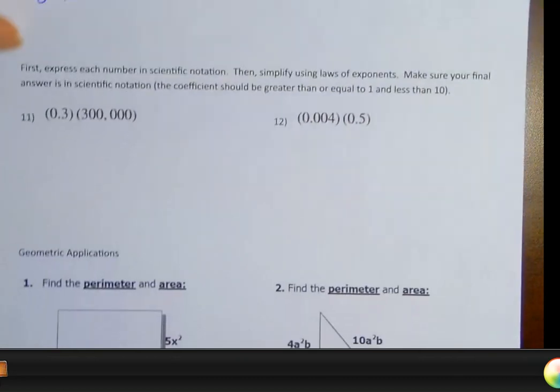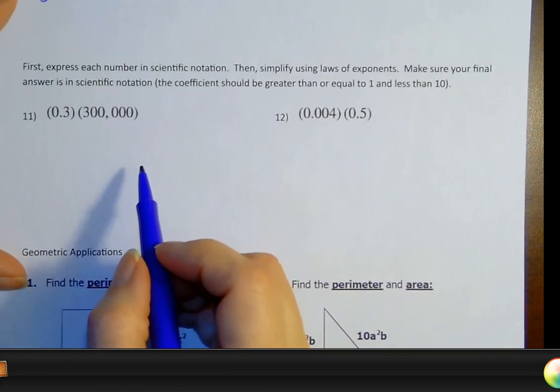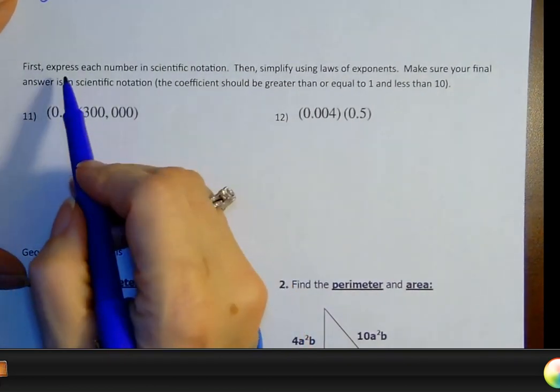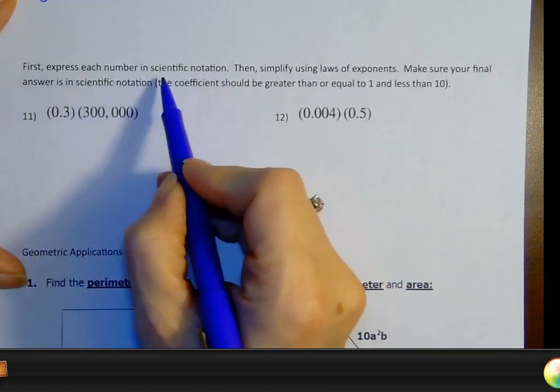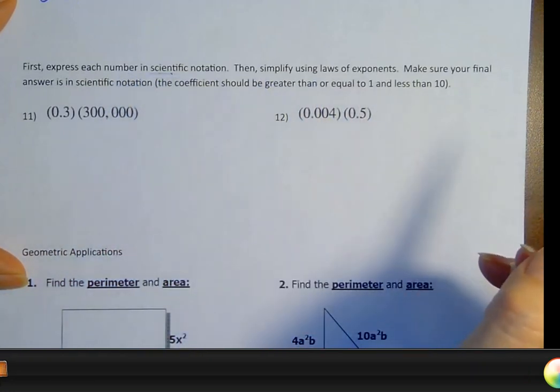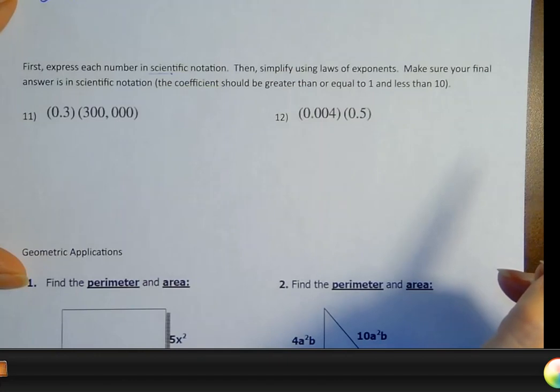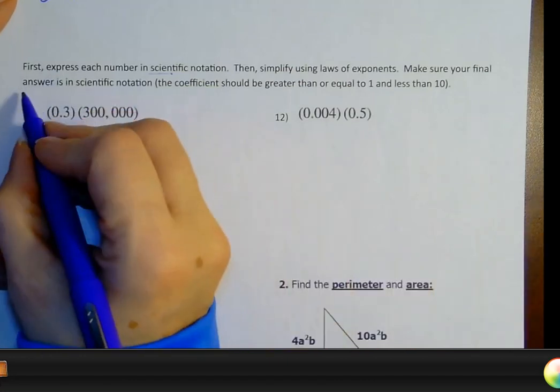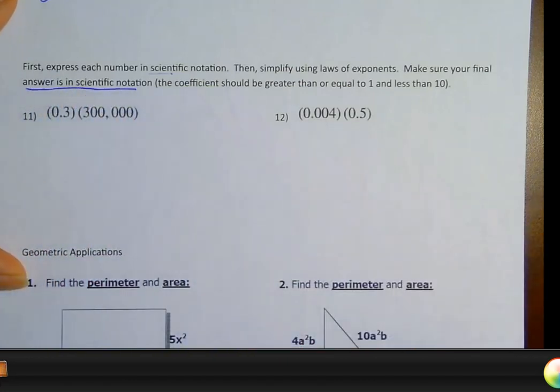All right, here we are. We have 11 and 12, so we're still working on scientific notation. It says first express each number in scientific notation. So first we're going to do that, and then we're going to simplify using the laws of exponents. Okay, and then we want to make sure, like I said, that the final answer is in scientific notation.